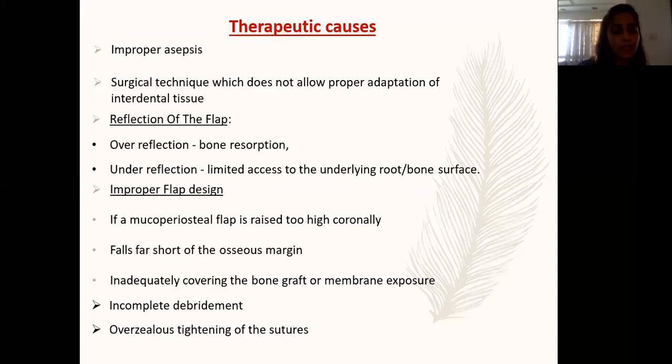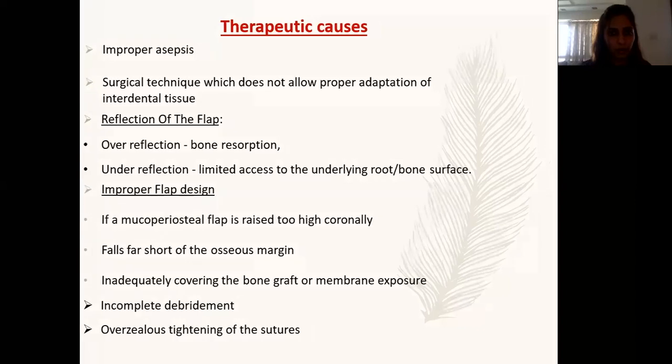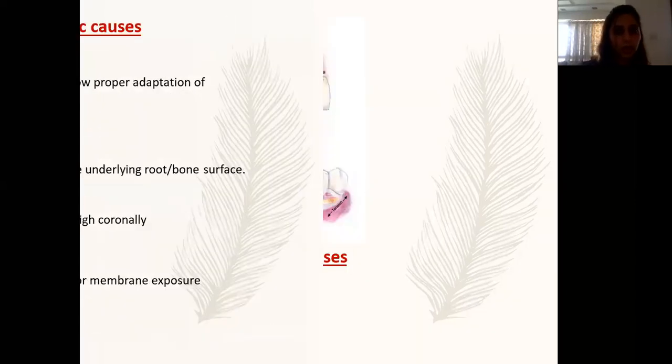And improper flap design. A mucoperiosteal flap may be raised too high coronally, or it will fall short of the margin. And if you're doing a regenerative surgery, there may be inadequate covering of the bone graft or membrane exposure through incomplete debridement, or overzealous tightening of sutures, which could lead to sloughing and probably necrosis. So all of these could be possible causes of failure during the procedure.